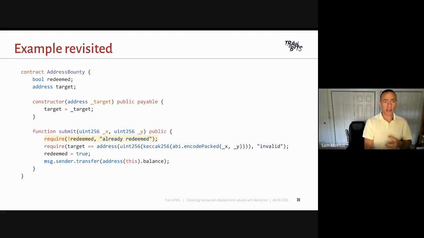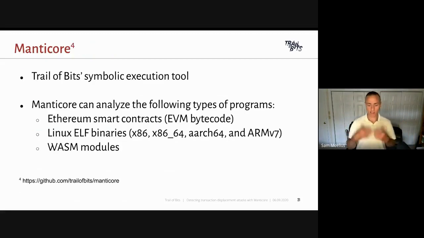And we're going to do so using Manticore. So I'm now going to say a few words about what Manticore is. Manticore is Trail of Bits' symbolic execution tool. It can analyze Ethereum smart contracts, Linux ELF binaries, and WASM modules. But for the purpose of this talk, we're just going to focus on Ethereum smart contracts.